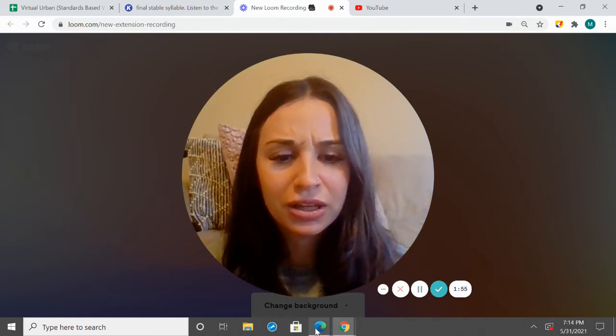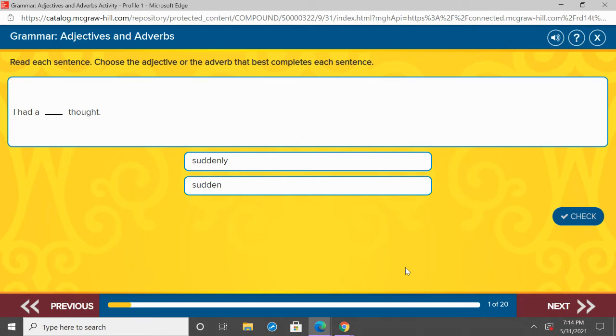So let's go ahead and do a little bit of practice with this. The directions say, read each sentence, choose the adjective or the adverb that best completes each sentence. I had a blank thought. So I had a sudden thought or I had a suddenly thought. So let's think. We're describing thought here, which is a person, place, or thing. So that is a noun. If I'm describing the noun, I would say that it's sudden. How was the thought? It was sudden, describing the noun thought. I had a sudden thought. So sudden is an adjective.